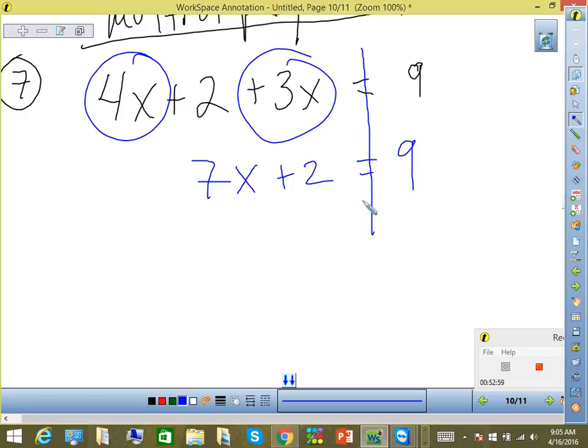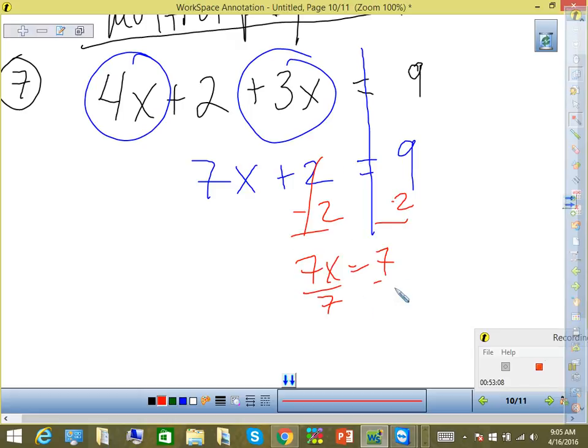All right. Here, subtract 2. 7x equals 7. Divide by 7, divide by 7. x equals 1. Hands if you got that. Okay. Now let's use the property.